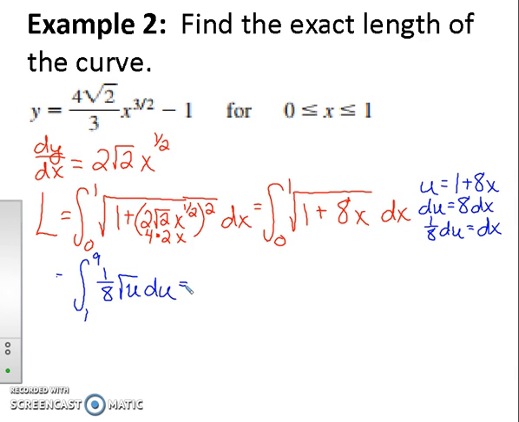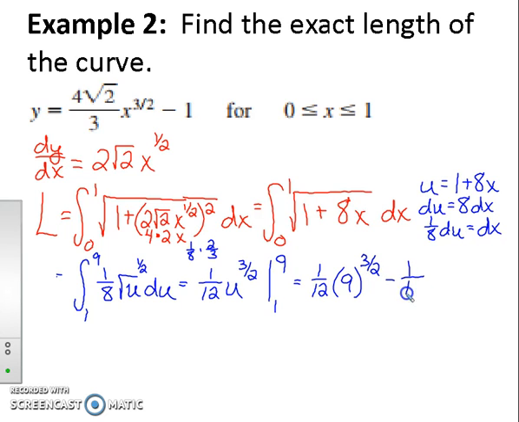And then that's like u to the 1/2. So when we integrate it, it becomes u to the 3/2. We do old coefficient divided by new exponent. We end up with 1/12 from 1 to 9. So we have 1/12, 9 to the 3/2 minus 1/12 1 to the 3 halves.